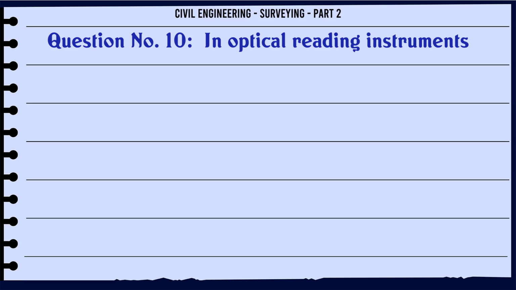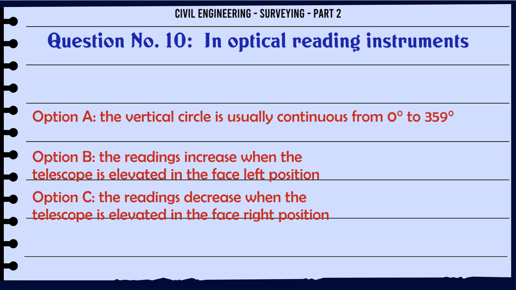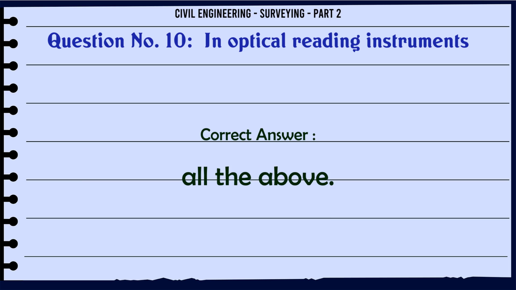In optical reading instruments, A. the vertical circle is usually continuous from 0 to 359. B. The readings increase when the telescope is elevated in the face left position. C. The readings decrease when the telescope is elevated in the face right position. D. all the above. The correct answer is all the above.